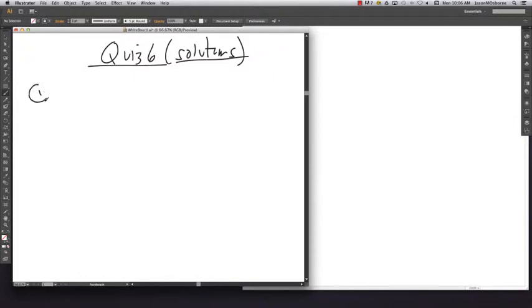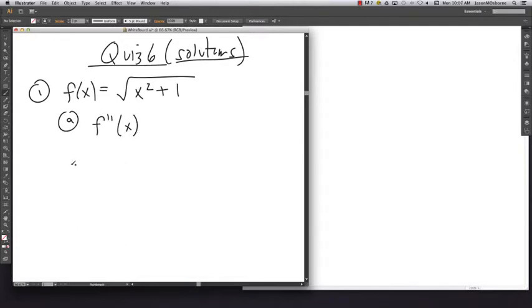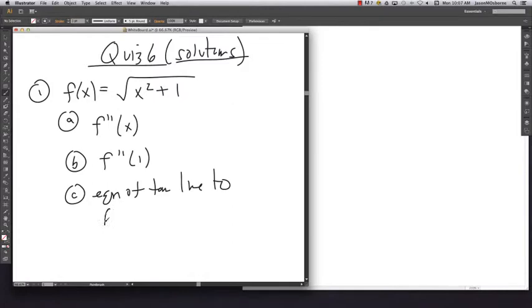The first problem that you were asked to do was to look at the function f of x is equal to the square root of x squared plus 1. You were to find f double prime of x, and you were to find f double prime of 1, and the last part was to find the equation of the tangent line to the function f of x at x is equal to 1.